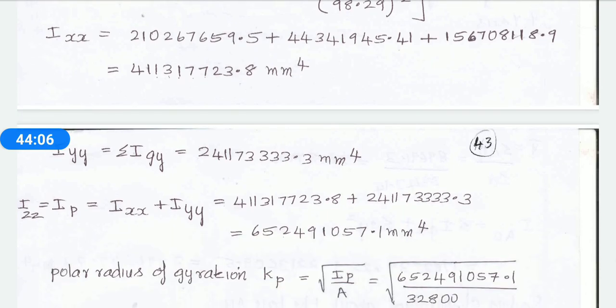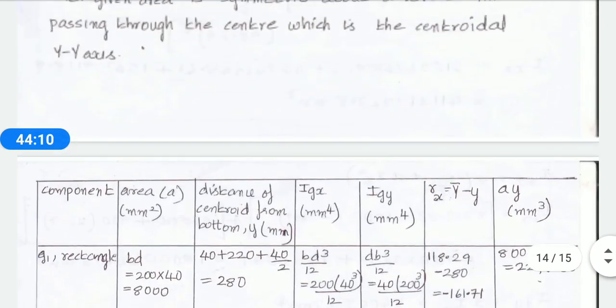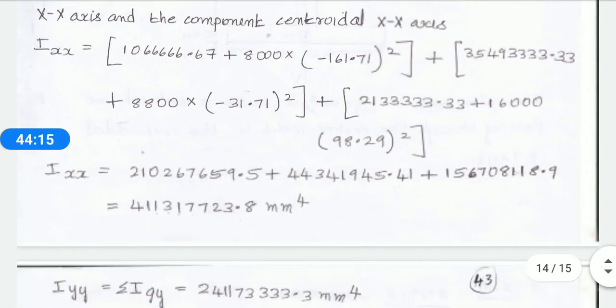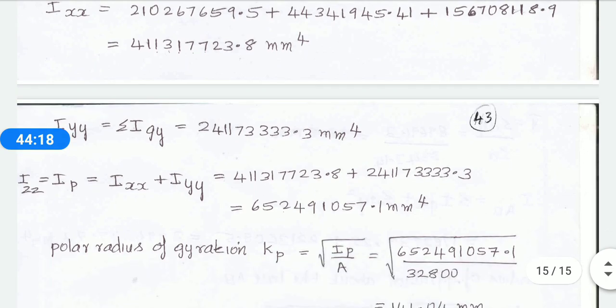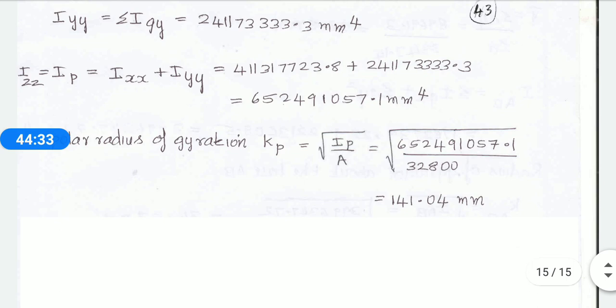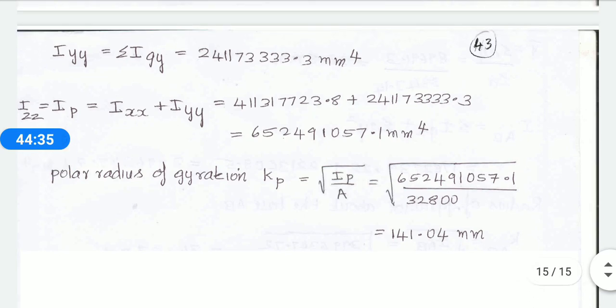Why you are not doing it separately for Ixx and Iyy is because they asked us here only to find the polar radius of gyration. Polar moment of inertia Ip will be equal to Ixx plus Iyy, and substitute in the polar radius of gyration, that is Kp is equal to square root of Ip divided by A. So Ip we already got, A we already know, that is summation of areas. Find out your polar radius of gyration. This is the method to find your radius of gyration and moment of inertia, whatever they are asking.